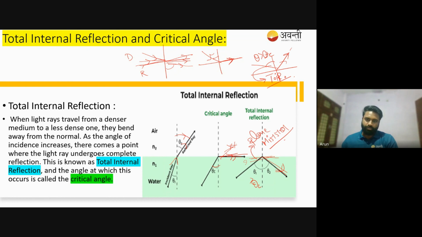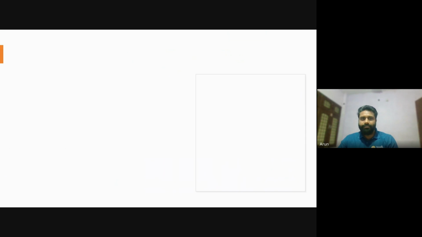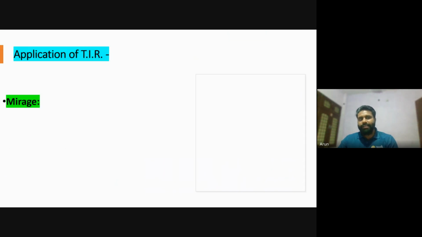Okay, got it? So this is the phenomenon of total internal reflection. Got it? So yeah, applications of TIR. Firstly, the mirage that we have to find out.